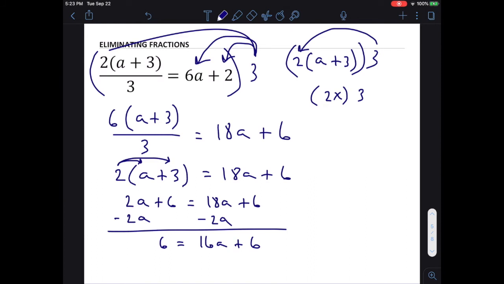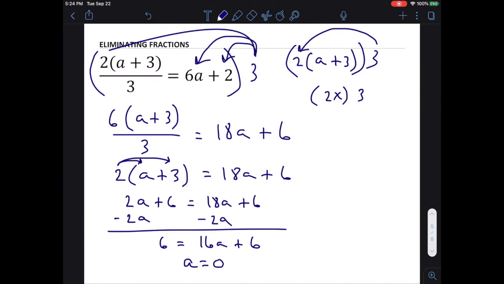If we think about it, if we're adding something to 6 and it's equal to 6, the only thing that we can add to 6 to make it equal to 6 is 0. The only way we can turn 16a into 0 is if a is equal to 0. Okay, so we know that a is equal to 0 because that's the only thing that we can plug in here to make 6 equal to 6 and adding something to it.